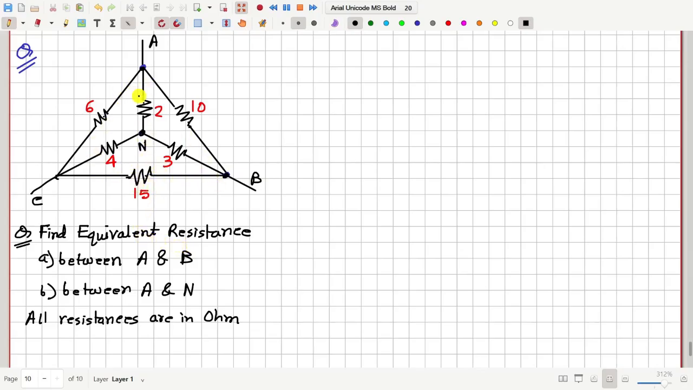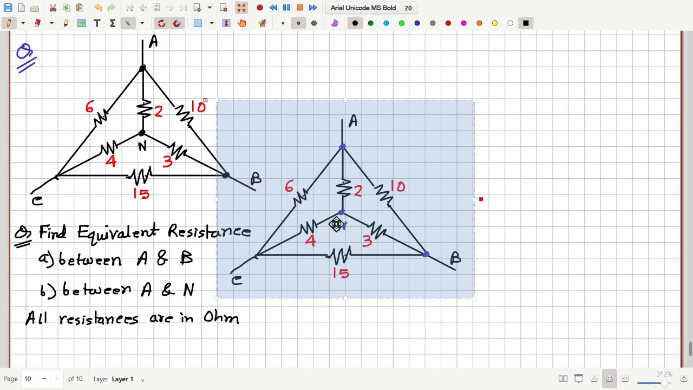Now, in this question, we have six resistors connected in a way, and we have to find the equivalent resistance between A and B. That is the first part of this question. So we have to find how much is the resistance from here to here when this third terminal is left open, left floating. To solve this, let me first make a copy of this circuit.